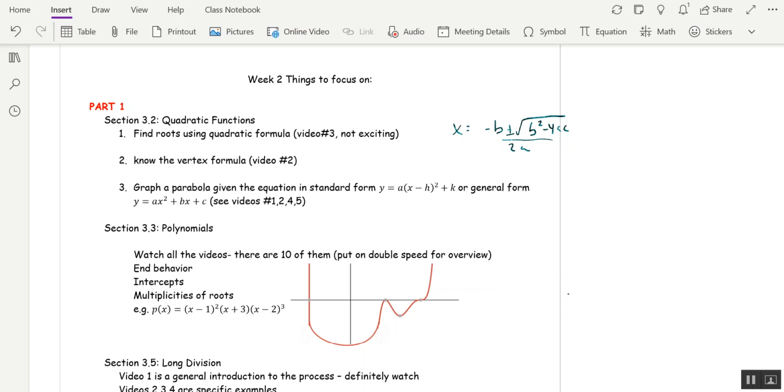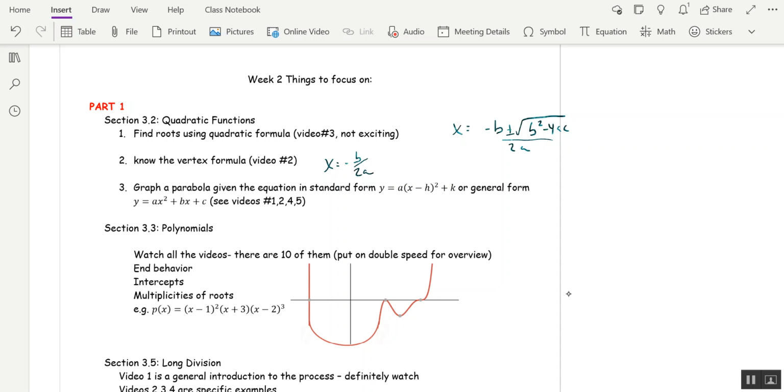Video 3 isn't too exciting, but I suggest you watch it. There are two authors of the videos. I like the Sousa videos better. This video is by the other author, and he's not that dynamic, but he gets the job done, so you should watch that. The vertex formula, x equals negative b over 2a. That will find the x-coordinate for the vertex of a quadratic function.